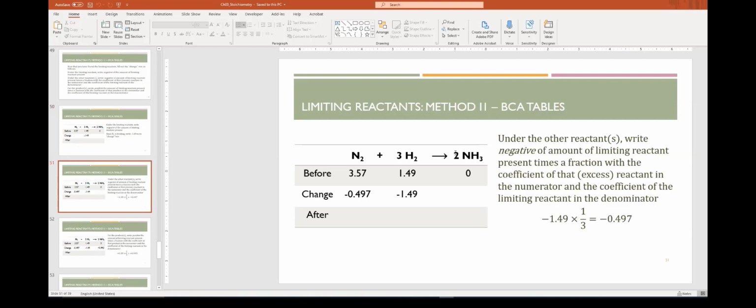How much ammonia will you make? 1.49 times what fraction? You're starting with hydrogen, you're making ammonia, so 2 over 3. And ammonia is a product, so is it going to be a positive or negative change? Positive. So reactants are always negative, products are always going to be positive.